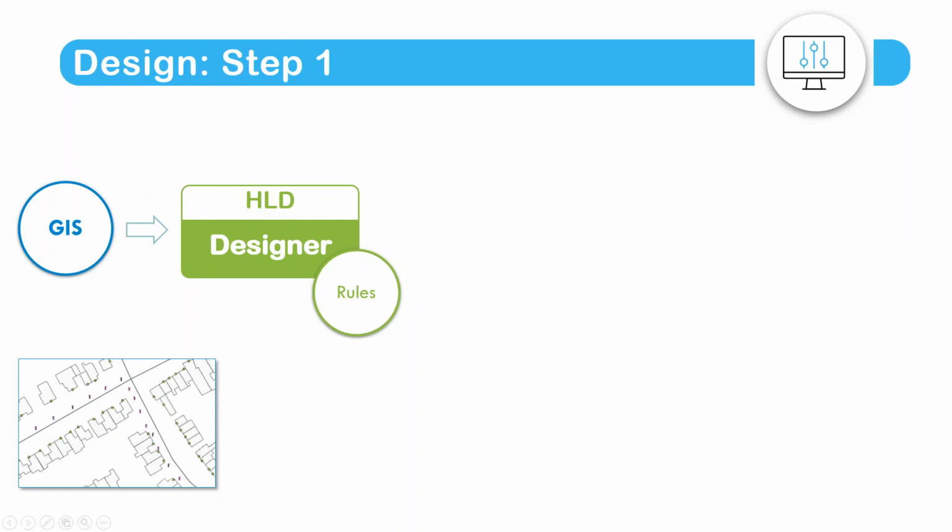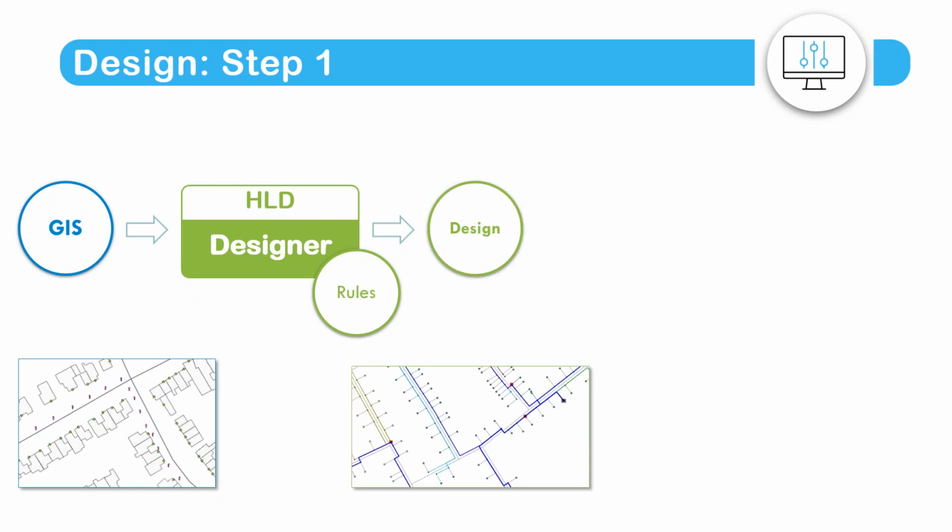Now, if we look at the high-level design with the designer, there you can configure the network architecture that you want to use for your high-level design. So you configure the size of cabinet areas, the type of cables, type of ducts to use, whether it's a PON or point-to-point network. And then the designer, FiberPlanIT designer, will apply those rules and architectures on your area and come up with an initial high-level design.